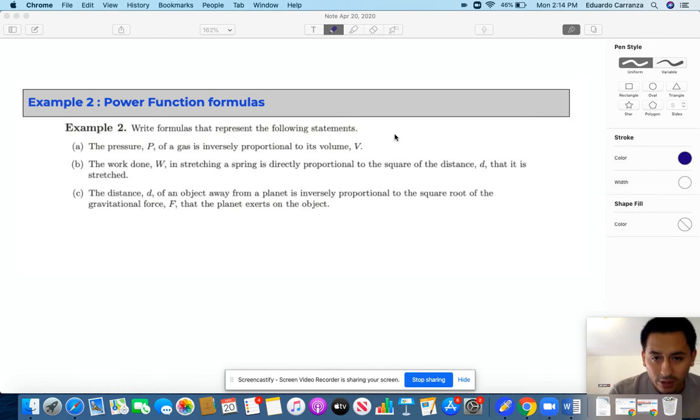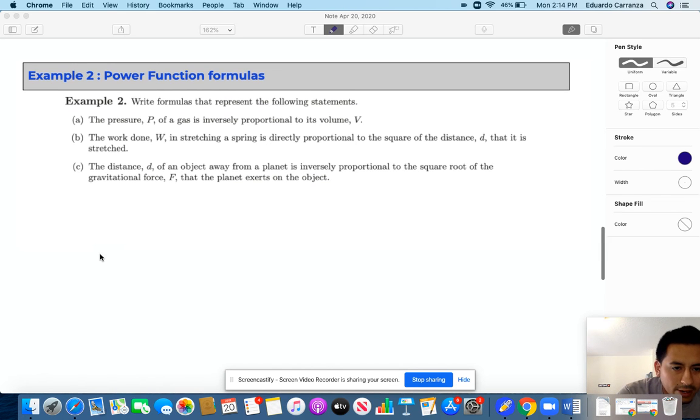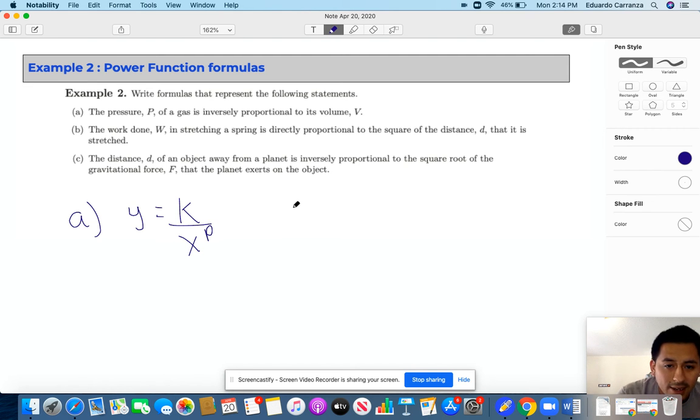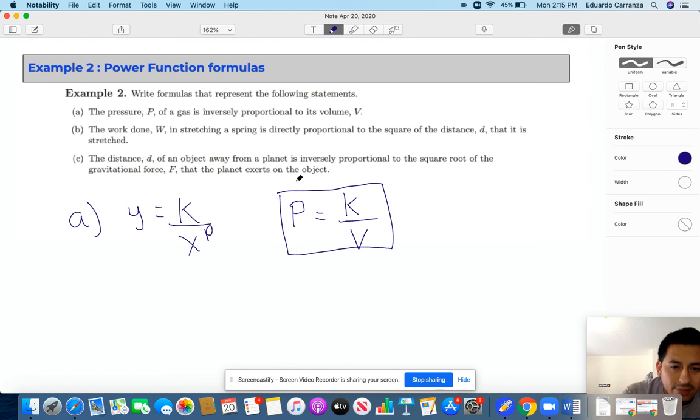Since it is inversely proportional, I'm going to do the one for A on the bottom here. We know that a function that is inversely proportional follows this format: k divided by x to the power of p. In this case, our y is going to be the pressure P, and k is still going to be k. That's our constant; we don't know its value just yet. And our x to the power of p is our input quantity, which is represented by the variable V. So this is our formula to represent the first statement: pressure is equal to k divided by V.